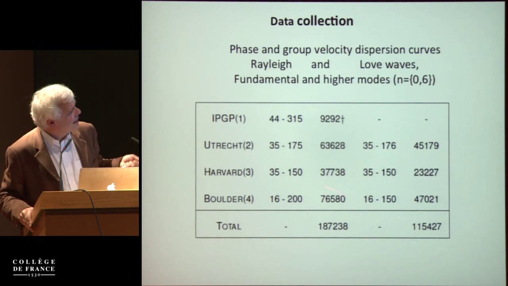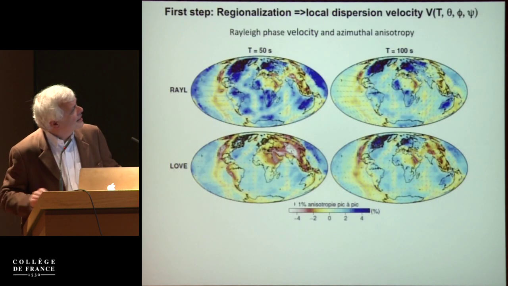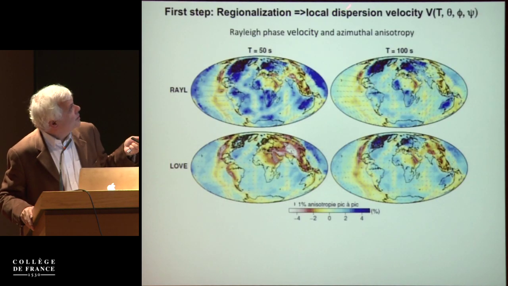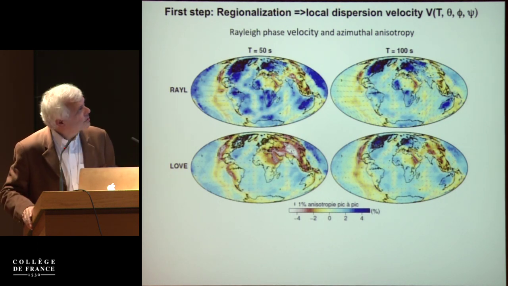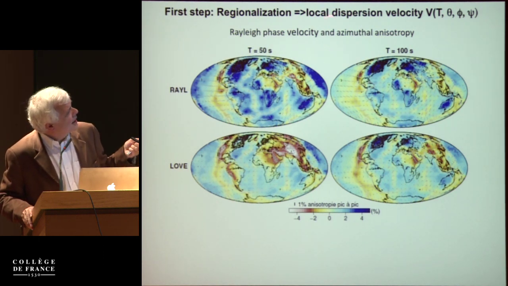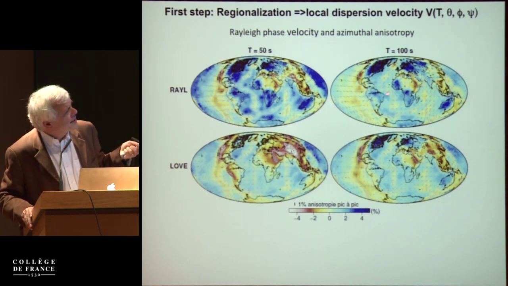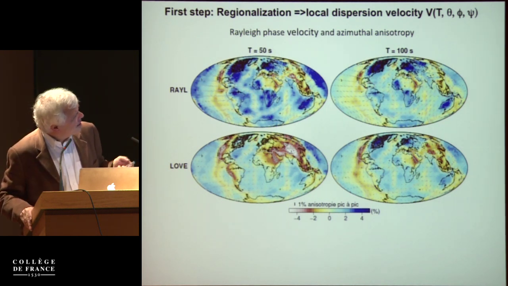So we have phase and group velocity, so we have a lot of data, and we have some good azimuthal coverage that I don't show here. What we do is regionalize the phase velocities, which are calculated along all these paths, and we obtain this local dispersion velocity at different periods. Basically, at a short period, not so short, but at 50 seconds, you are sensitive to the lithosphere, and when you go to longer periods, you are sensitive also to the asthenosphere.